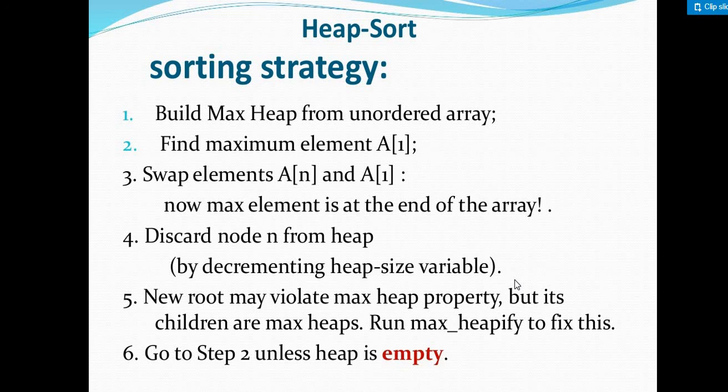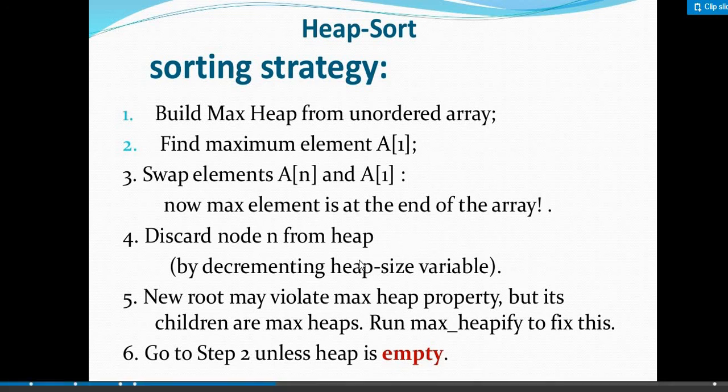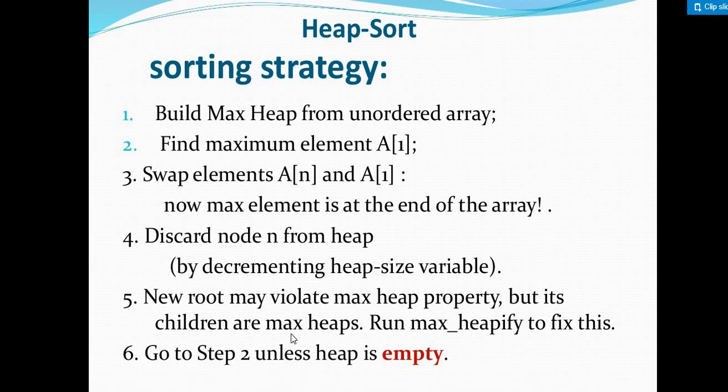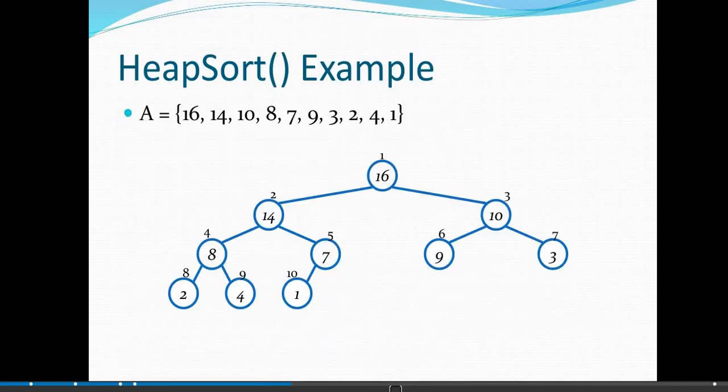Second time it will be for the n-1 place. Third time it will be for the n-2 place. That will be repeated again and again. Now the root may violate the Max-heap property, but its children are Max-heaps. So we have to repeat this process until the entire heap becomes empty. So now see, this is the strategy, how we are making this element.